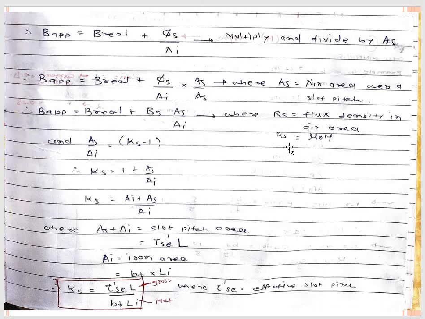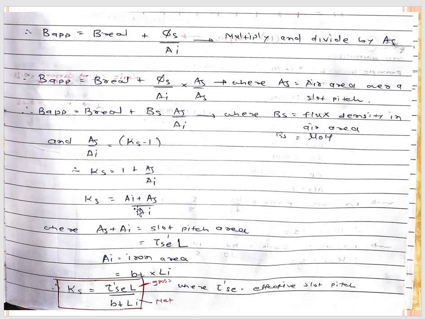Now BS is given by mu 0 H, where mu 0 is the permeability of free space, or air, 4 pi into 10 raised to minus 7 Henry per meter. And again AS by AI is given by Ks minus 1, where Ks is equal to 1 plus AS by AI.